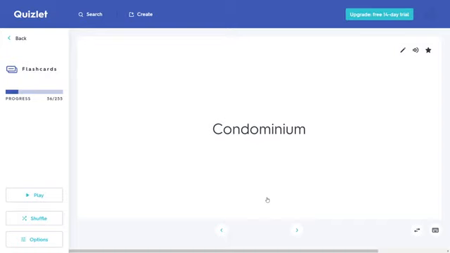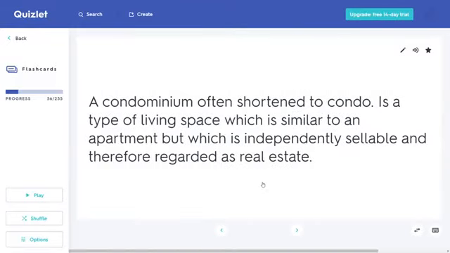Okay, so we did go over co-ops in our first video, and we've gone over the difference between condos and condominiums before, but I'll keep this a little brief. Basically, a condominium, often shortened to condo, is a type of living space which is similar to an apartment, but is independently sellable and therefore regarded as real estate. So let me give you a quick explanation here.